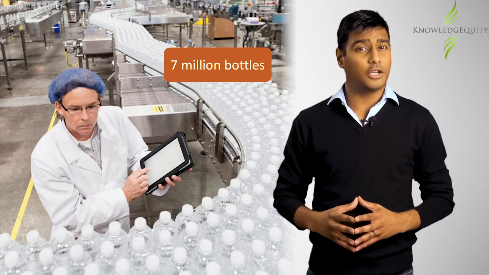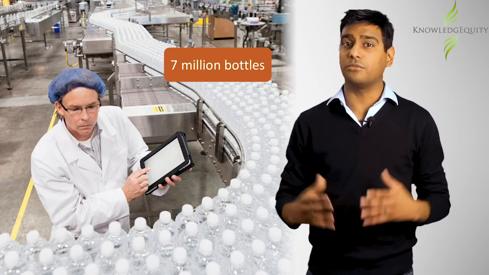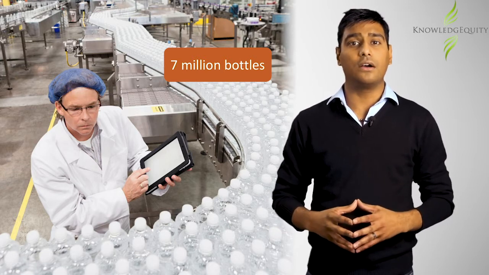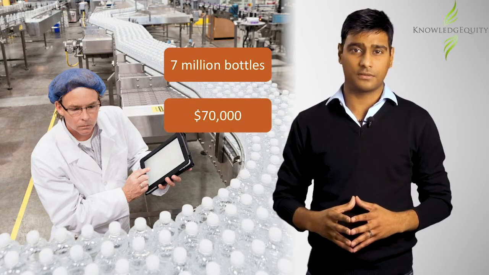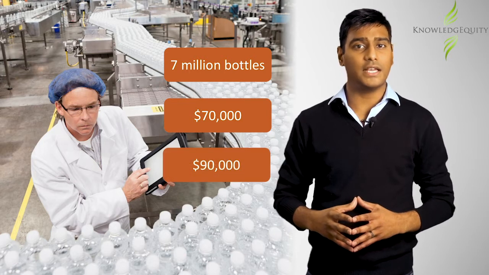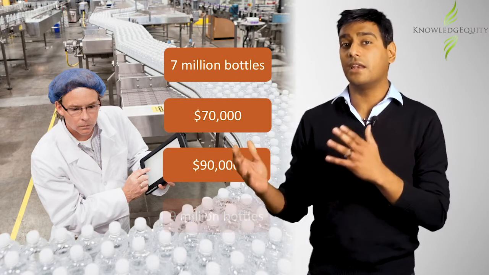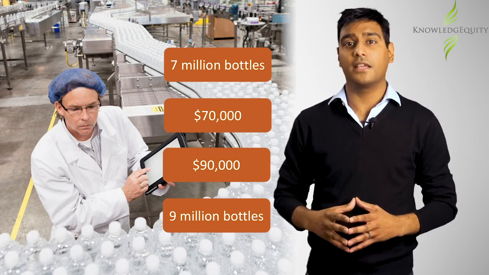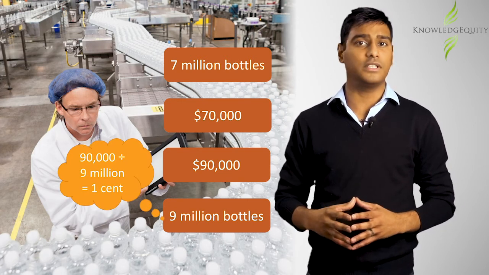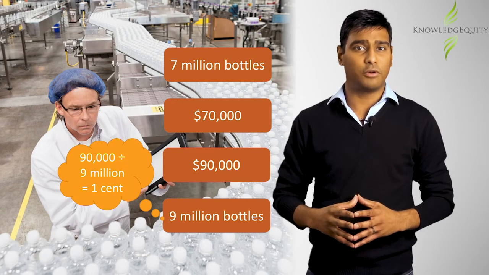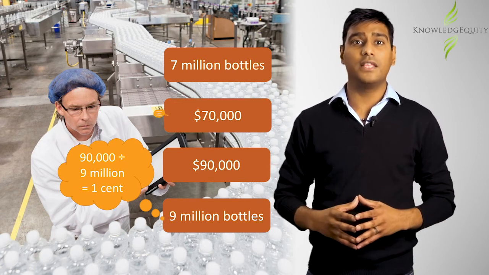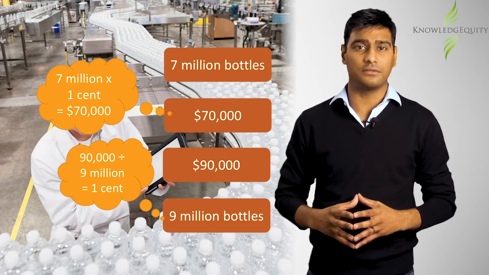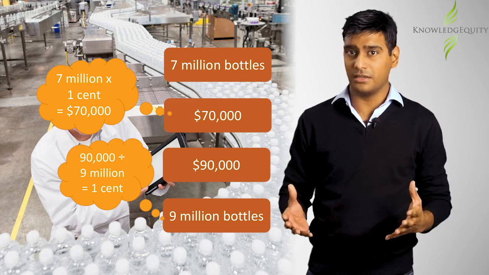That is, the economic benefit that can be derived from using the machine will now only be $70,000. Previously, the $90,000 carrying amount resulted in 9 million bottles per year. This means that the economic benefit from one bottle is 1 cent. If the number of bottles is now 7 million, then the recoverable amount is $70,000, which is 7 million times 1 cent.